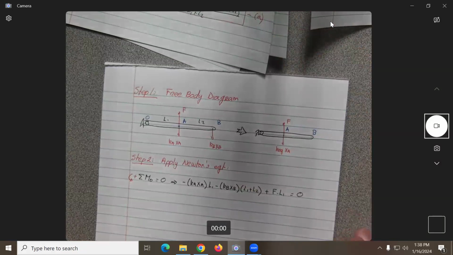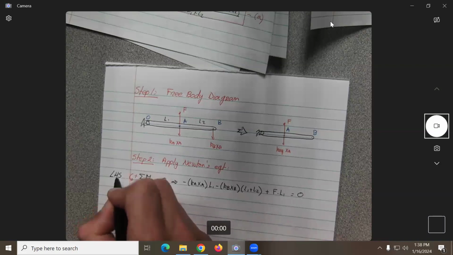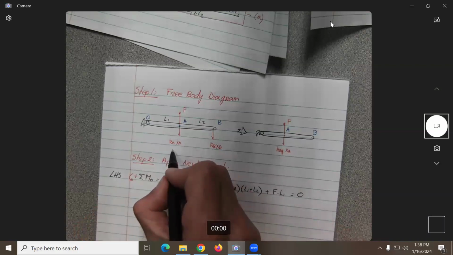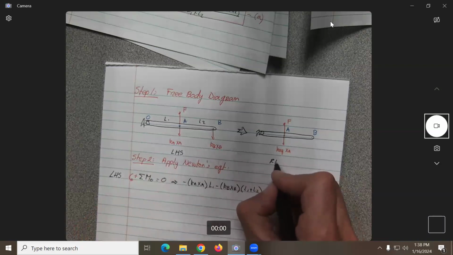I think it would be better to, okay. So this is for the left-hand side. Let's change it a bit. So this is the left-hand side. This would be the right-hand side.